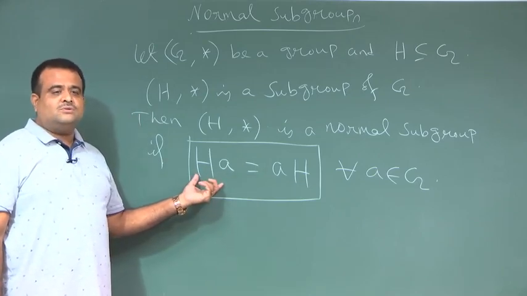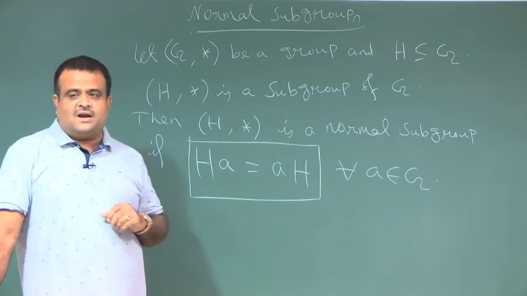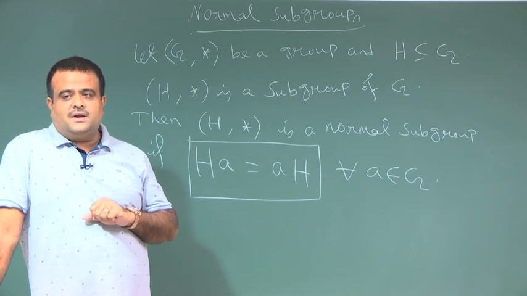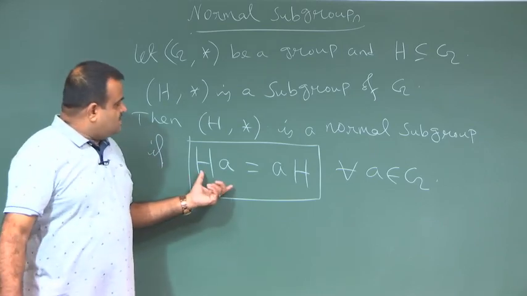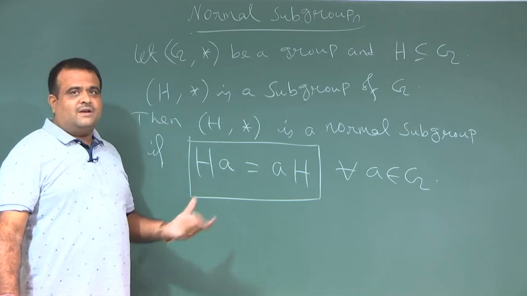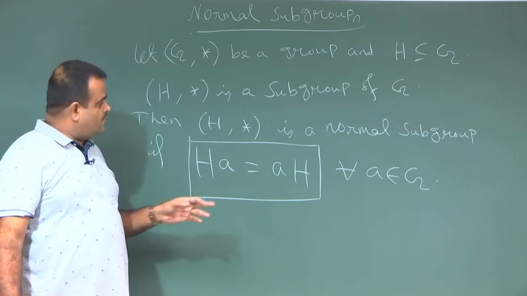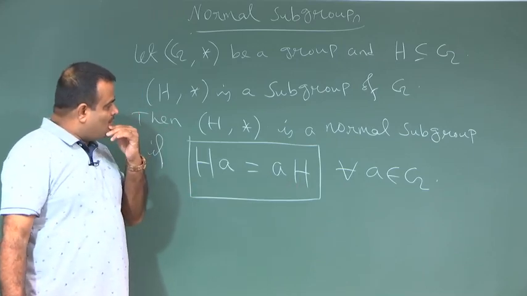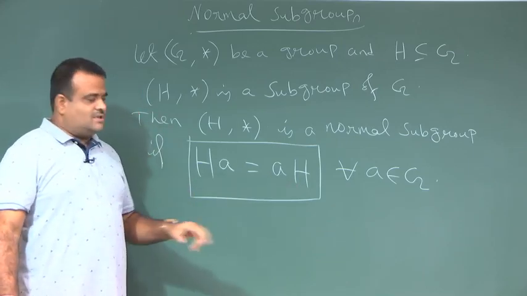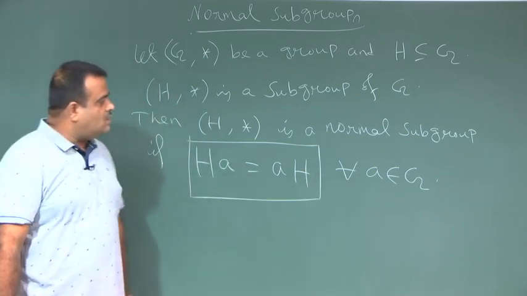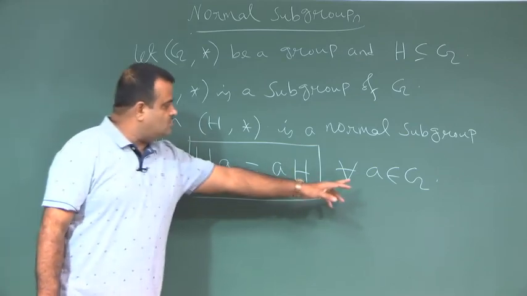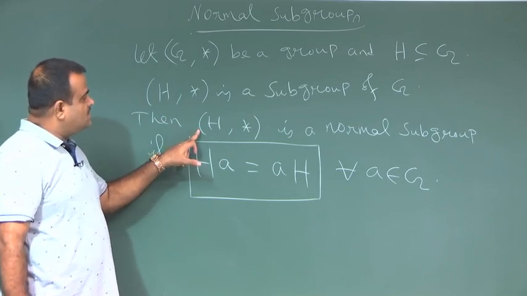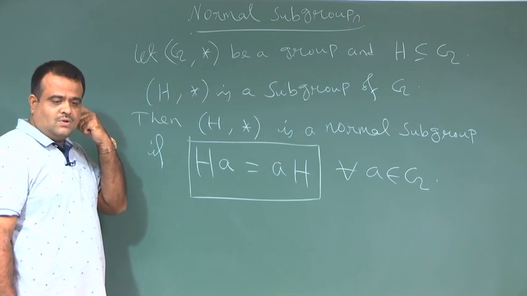In the last class we have seen that the number of distinct left cosets is the same as the number of distinct right cosets. Now, this is telling us the left coset and right coset are the same, so this set is the same as this set. This must be true for all a belongs to G. Then the group H is called a normal subgroup.